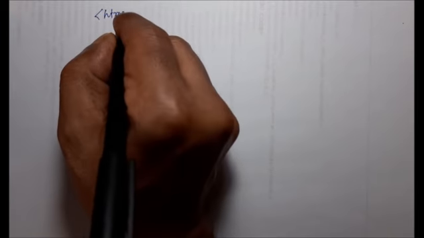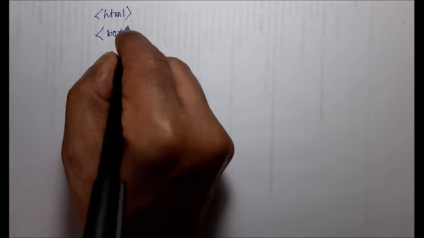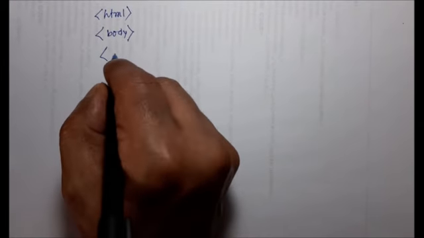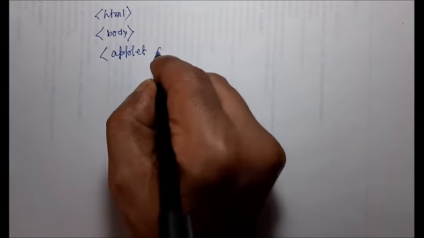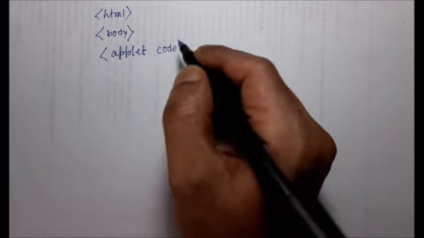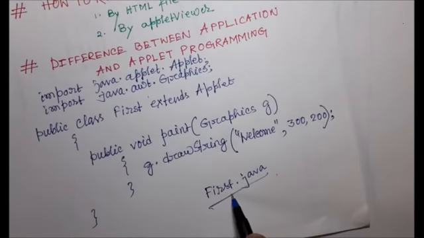How can I write the HTML file? We already know how to write an HTML file. We have an HTML tag, and within HTML we have a body. Here we have to write the class name within the applet tag. So I write applet, then we write code equal to the name of the class. Here the name of the class is first, and it is a Java file.